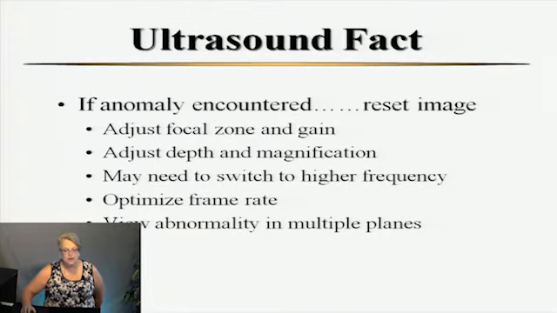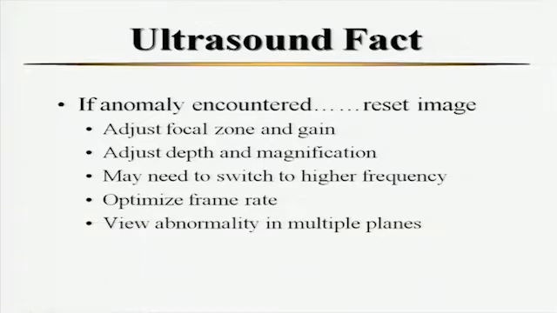So, some of the ultrasound facts. If an anomaly is encountered, the first thing you want to do is just kind of take a breath, reset your image, adjust the depth, the magnification, your focal zone, the gain. Make sure you switch to the higher frequency transducer if you have one available. Try to optimize your frame rate. View the abnormality in multiple planes, but before anything else, finish all of your biometry.